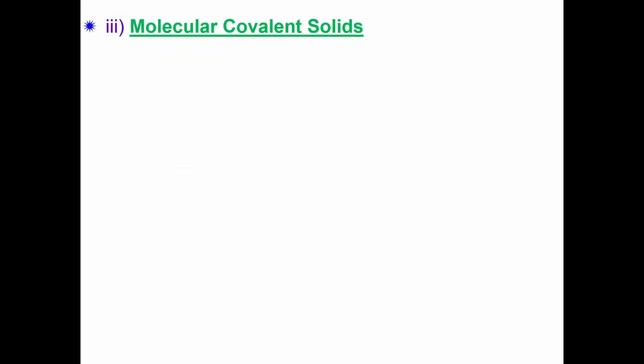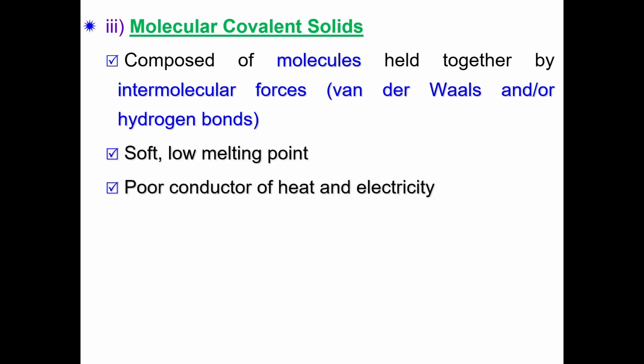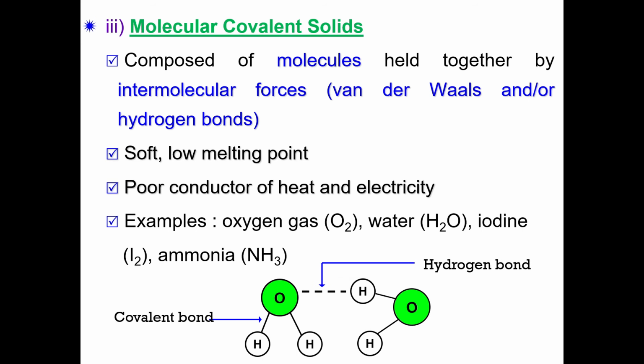Right, the next one is molecular covalent solid. So molecular covalent solid is composed of molecules held together by intermolecular force, which is normally van der Waals ataupun hydrogen bonds. It has a low melting point and soft. It is a poor conductor of heat and electricity. So the example of this molecule is oxygen, water, iodine and ammonia. So this is the example kita boleh membentuk ice. Okay, dia ada hydrogen bond.